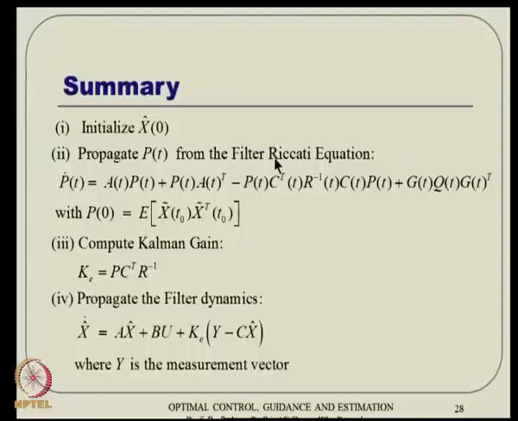So, in summary, we should initialize the state x at 0, and then propagate P of t from the filter Riccati equation with this initial condition, compute the Kalman gain, and then propagate this filter dynamics. That is as simple as that.